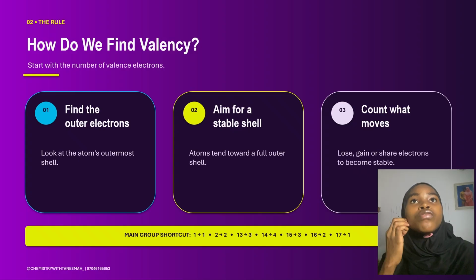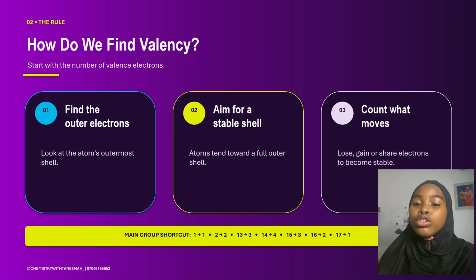But let's say for sodium, for example, sodium has 11 electrons. 2 electrons are taking the first shell, 8 electrons are taking the second shell, and we are left with 1 electron in the outermost shell. So the valency of sodium is 1.